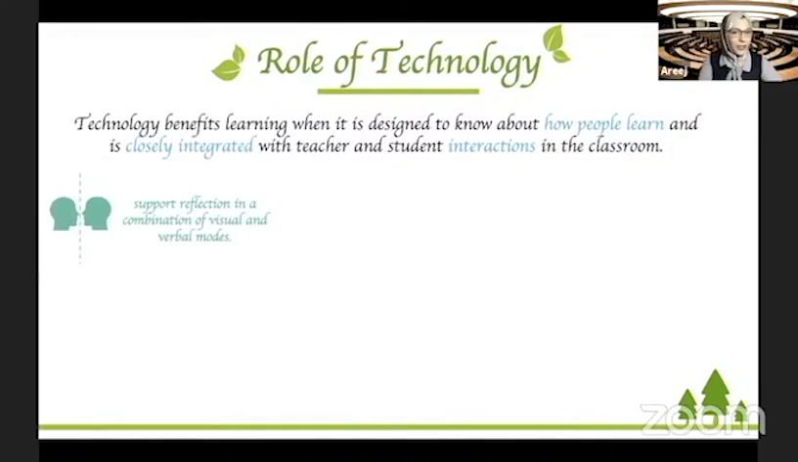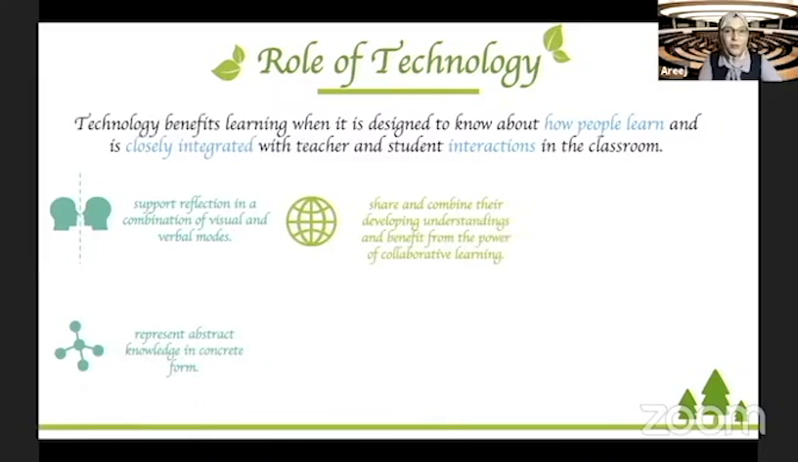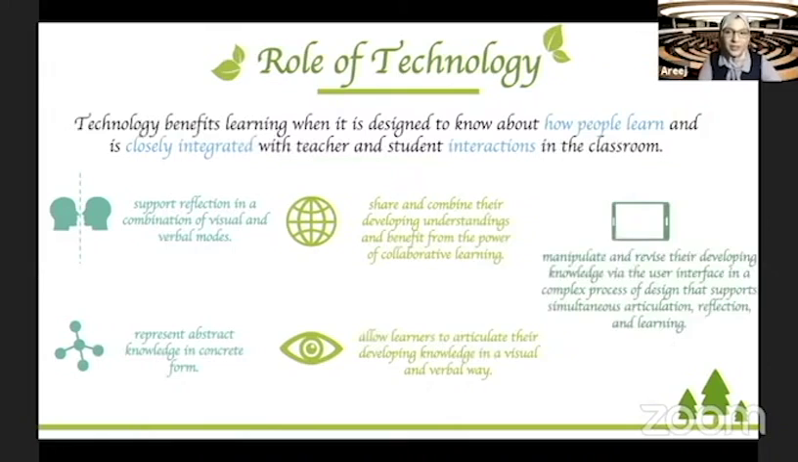So it supports reflection in a combination of visual and verbal modes. It represents abstract knowledge in a concrete form. It shares and combines developing understandings and benefits from the power of collaborative learning. It allows learners to articulate their developing knowledge in a visual and verbal way, and to manipulate and revise their developing knowledge via the user interface in a complex process of design.